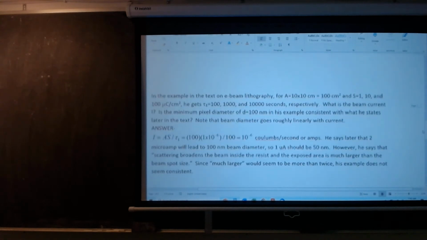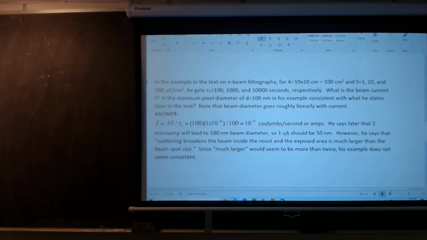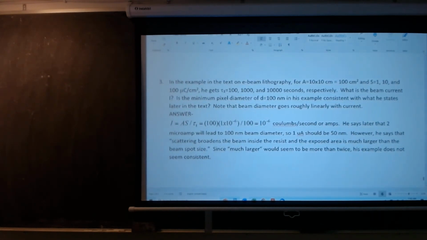All right, and then number 3 here. In the example in the textbook, he gives an area of 10 by 10 centimeters. I think he was a little unclear in the textbook, but I made that clear in the problem: what he meant was that the area was 10 centimeters by 10 centimeters, or 100 square centimeters.